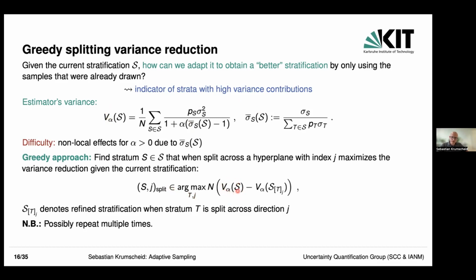This is the variance that we have for our current stratification S. Now we're computing the variance for our stratification, where out of the entire stratification, we take out one stratum T, and we split it across a certain direction J. And we want to find then the stratum and the direction that gives us the biggest variance reduction. Okay, so that's the whole greedy approach that we've used. And we can, of course, repeat this multiple times if needed.